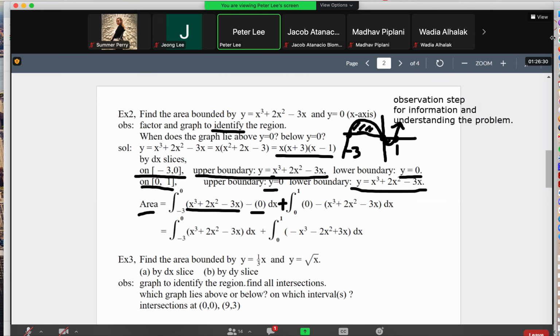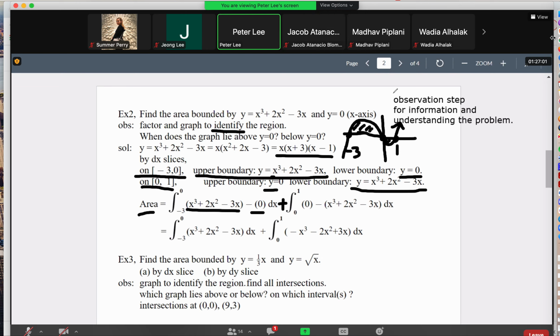Okay. Anybody has any question on this? Anybody has any questions on example 2? Easy enough? ¿Entiende? Capiche? Yes? Peace. Okay.